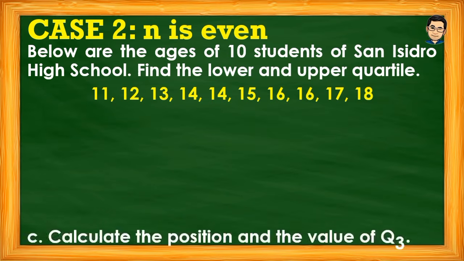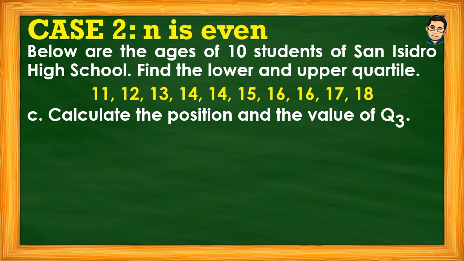Next, we have to calculate the position and the value of quartile 3. Before we discuss that, if you notice, when our N is odd, the position we get is exact. But when N is even, we get a decimal. So, that is where round up and round down are usually applied, because when the answer is exact, we do not need to round up or round down.